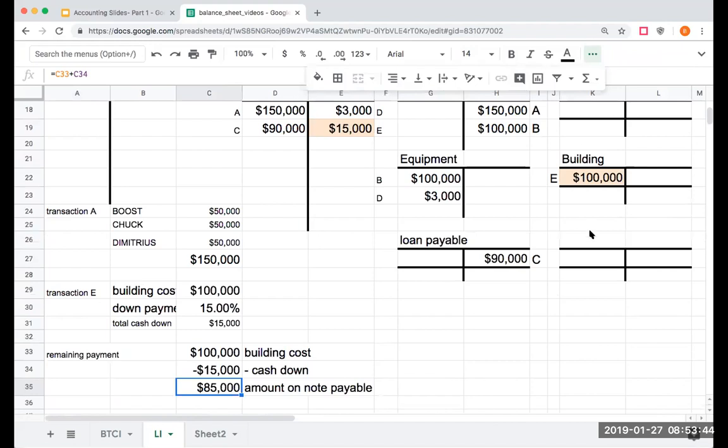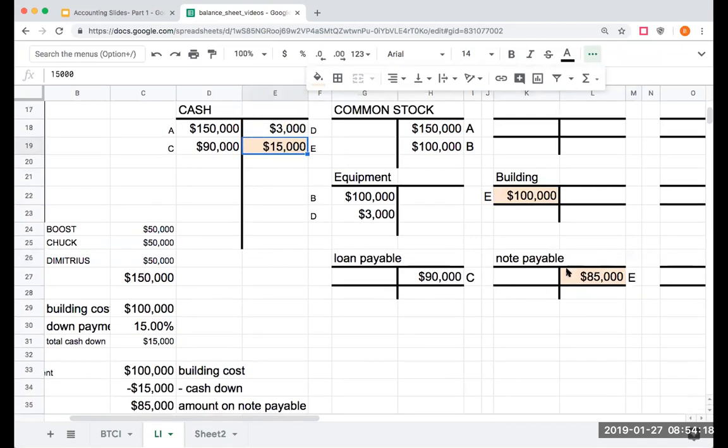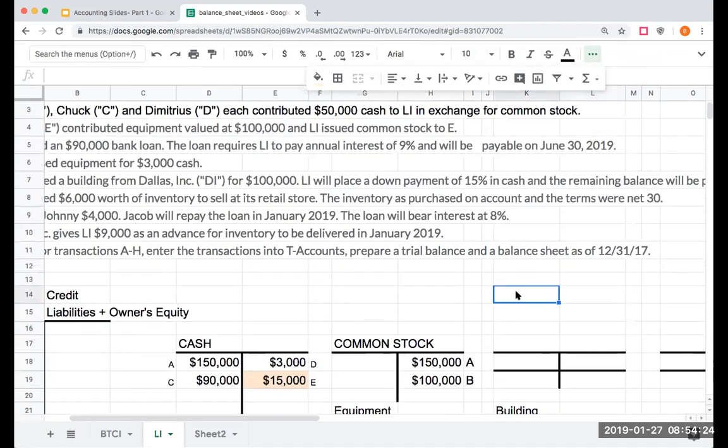So what do I do with this? I'm going to call this a note payable. Now in my class, could you call it a loan payable? The answer is sure, you could for your first exam. It's not the best answer because a loan typically involves cash. A note is going to involve a building. So here, to finish up our transaction, I've got this $85,000. I've got a debit to a building for 100, credit to cash for 15, and a credit to a note payable for $85,000. So that is letter E.